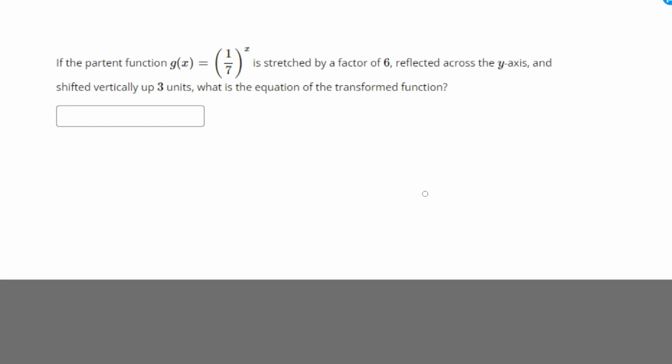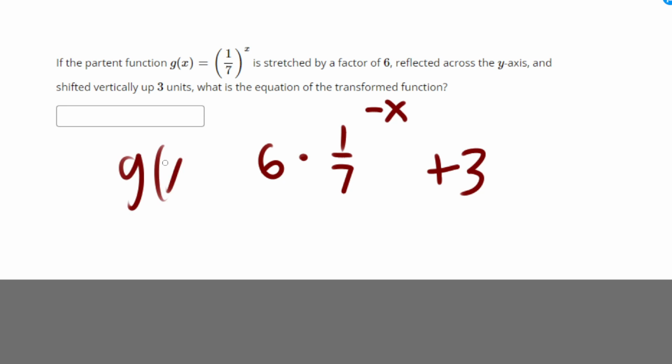g of x equals 1/7 to the x. It's stretched by a factor of 6, so 6 times 1/7 to the x. Reflected across the y-axis, so that's going to be negative x, shifted vertically up 3 units, so plus 3. G of x equals this. This is our answer.